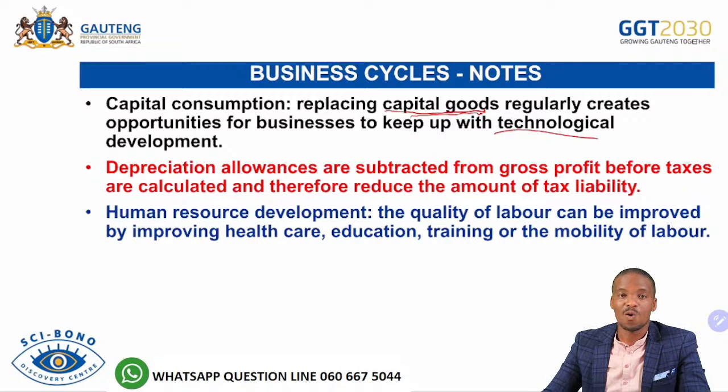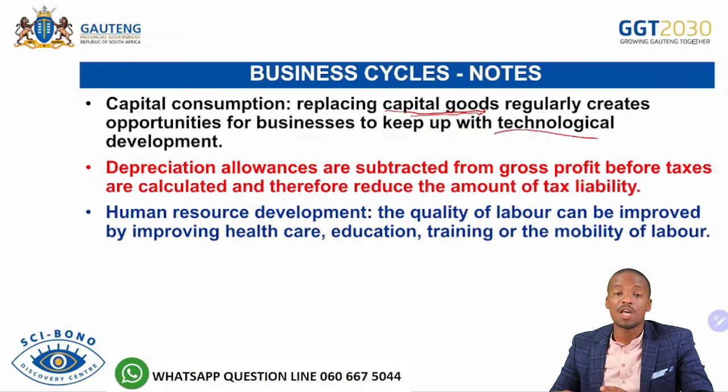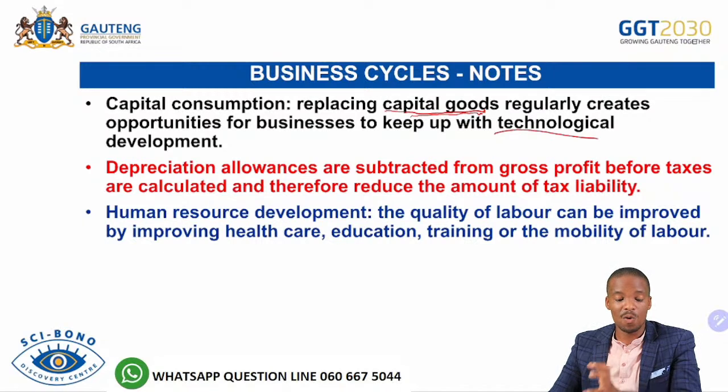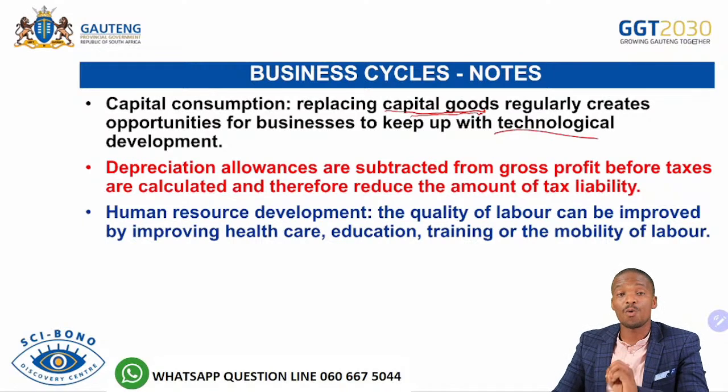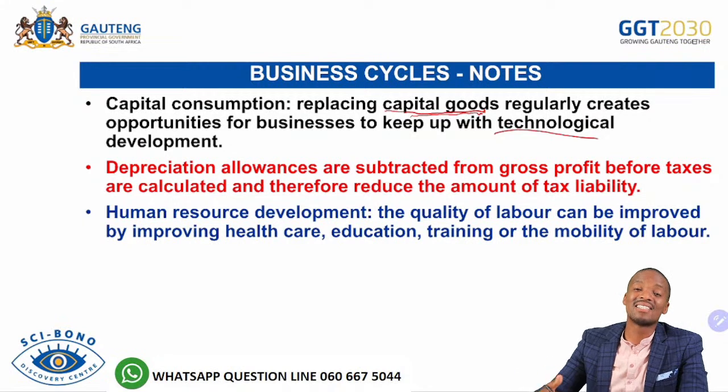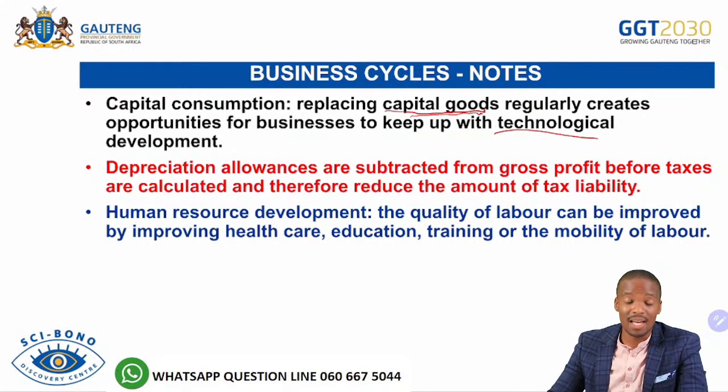Trained workers who have skills and expertise know how to meet the demand for certain goods and services. They know how to increase the supply. That is why we are saying it is another factor where we're supposed to improve the efficiency of inputs. Another one is human resource development. If you have trained and skilled workers, the demand and the supply are going to increase. We're going to have more output in that regard.